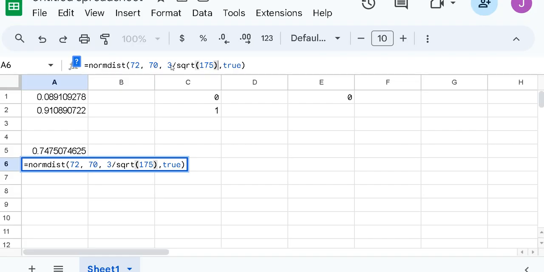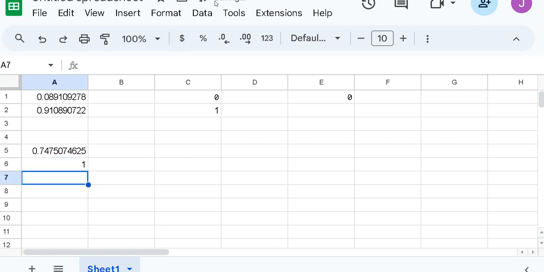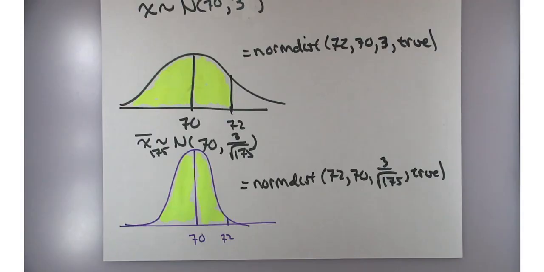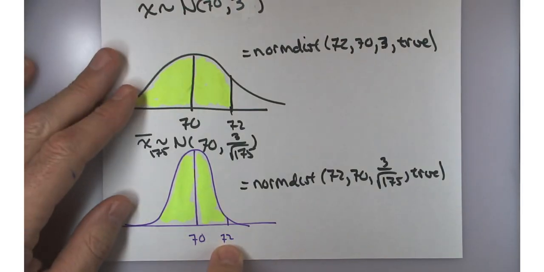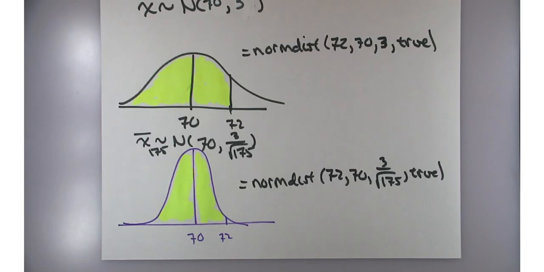Aiden, what'd you get? Yeah, should be about one. So basically what's happened is that because you have such a large sample size, the standard deviation is so small that this is so narrow, it's extremely unlikely that you would ever get anything out here. In fact, it's almost impossible. So this one is equal to one.